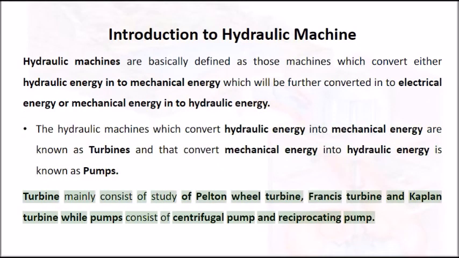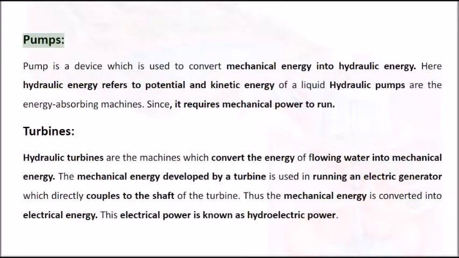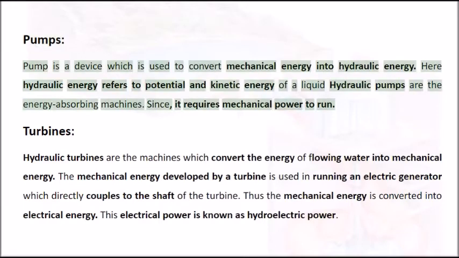Turbines mainly consist of the study of the Pelton wheel turbine, Francis turbine, and Kaplan turbine, while pumps consist of the centrifugal pump and reciprocating pump. Pumps. A pump is a device which is used to convert mechanical energy into hydraulic energy. Here hydraulic energy refers to the potential and kinetic energy of a liquid. Hydraulic pumps are energy-absorbing machines since they require mechanical power to run.